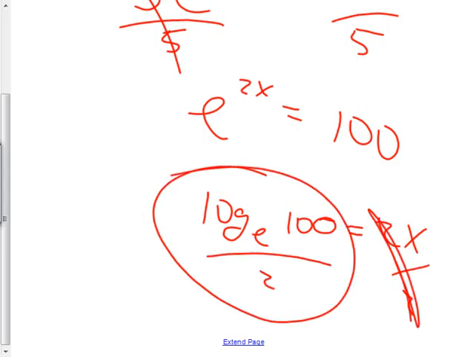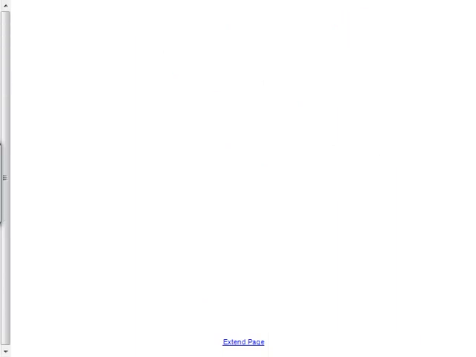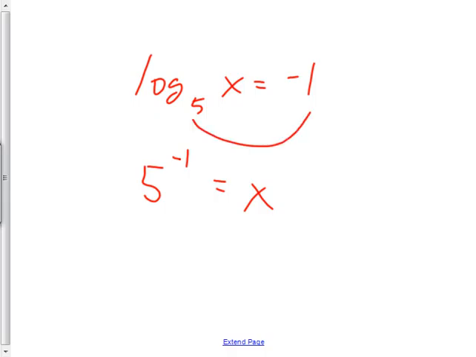Raise your hand if you had that one right. Okay, good. I think we can move on past that then. Next kind. Log base 5 of x equals -1. If you know how to rewrite, these are simple. Tell me what to write. 5 to the -1 equals x. There you go. That to the that equals that.